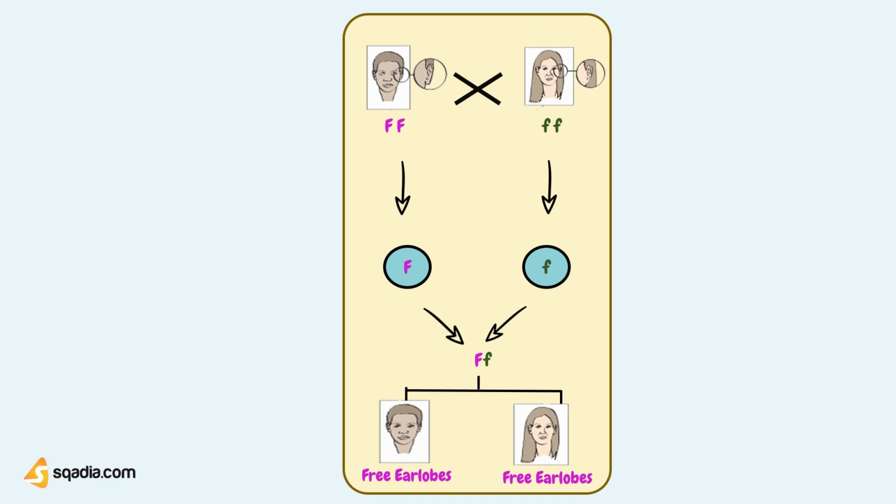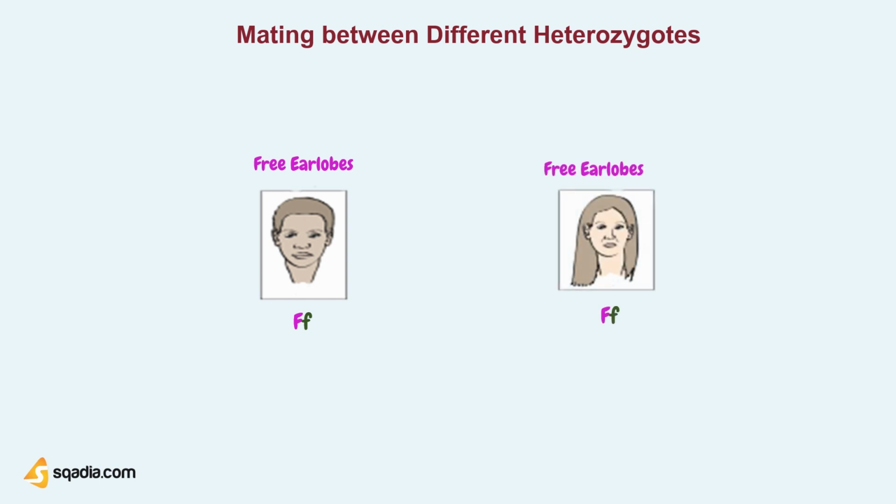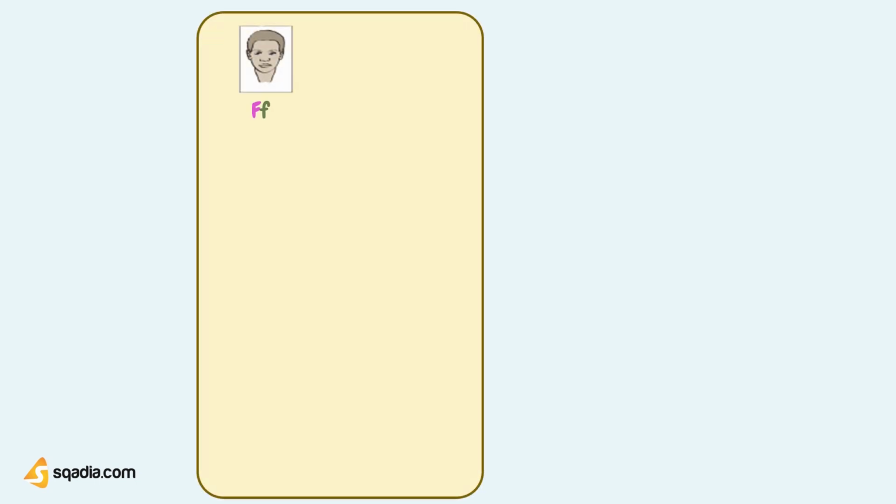Now let's understand mating between different heterozygotes. Father has free earlobes with capital F and small f. Similarly, mother also has free earlobes with capital F and small f. A man has free earlobes with capital F and small f, married to a woman who also has free earlobes with capital F and small f. Both are heterozygous, as those with different alleles are heterozygotes.